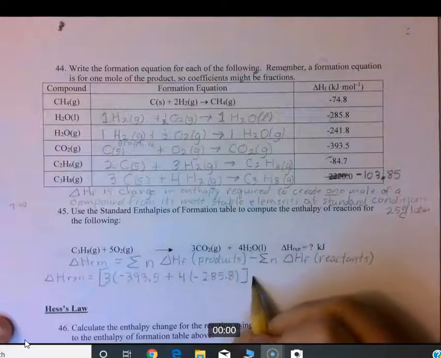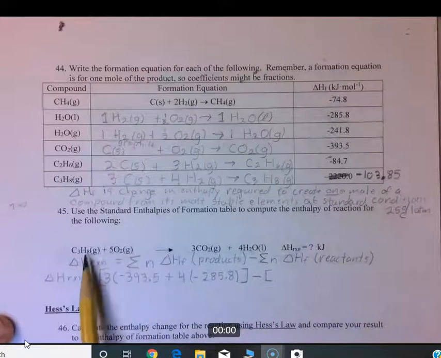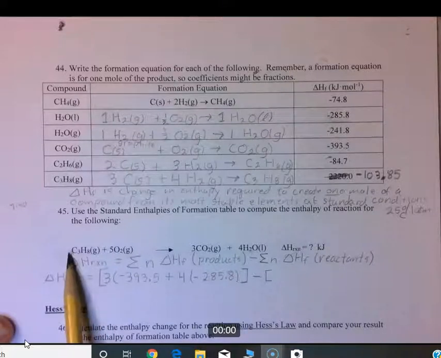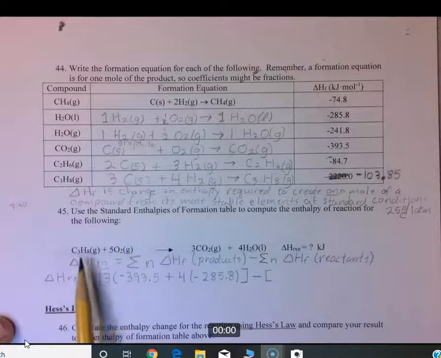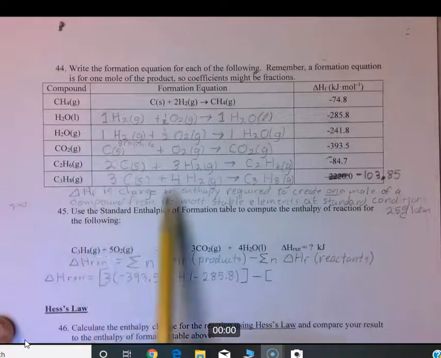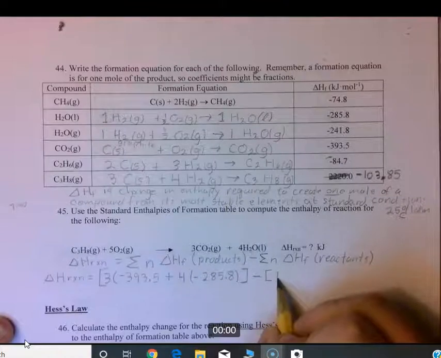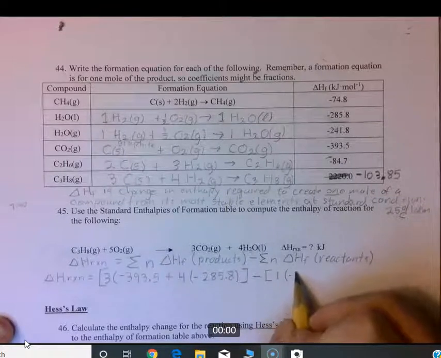And now we're going to subtract, and we're going to do the same thing on the reactant side. So for C3H8, and it is 1 mole, you want to be, let's see, that is 1 mole right there of this reaction. Actually, it's whatever the reaction is. In this case, it is 1 mole. So C3H8 right here is negative 103, and there's 1 mole of it. So I'll just go ahead and write that.